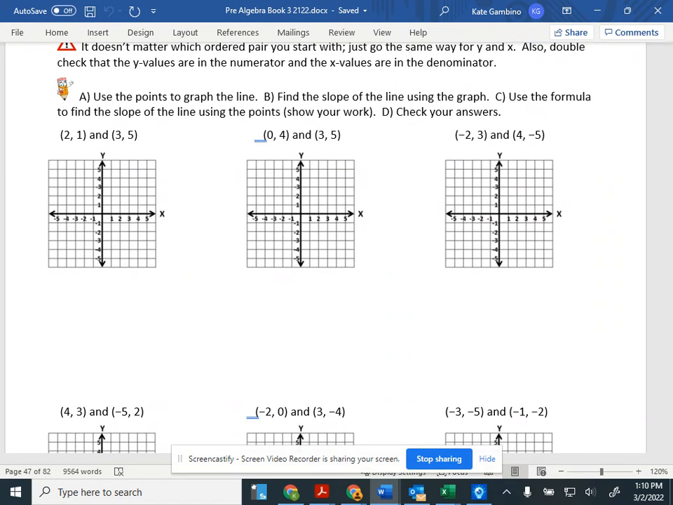Also double check that the y values are in the numerator and x values are in the denominator. So often we go x is first, so it goes on top. X is on the bottom, y is on the top.